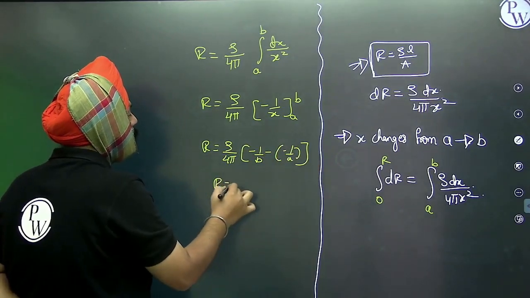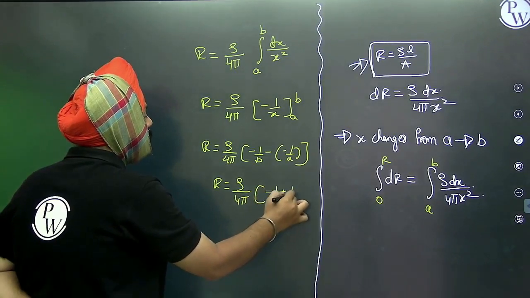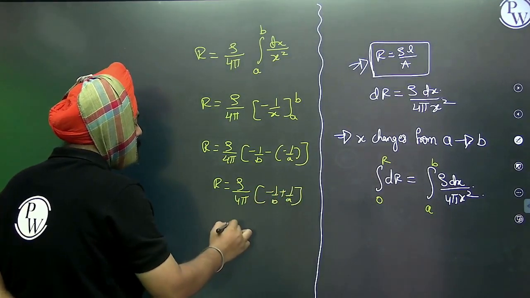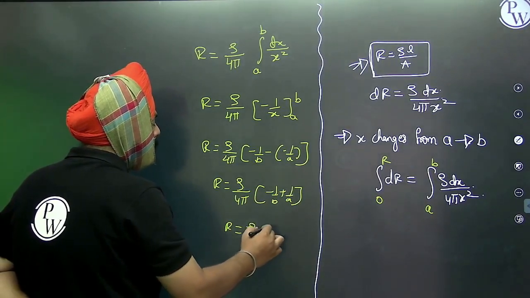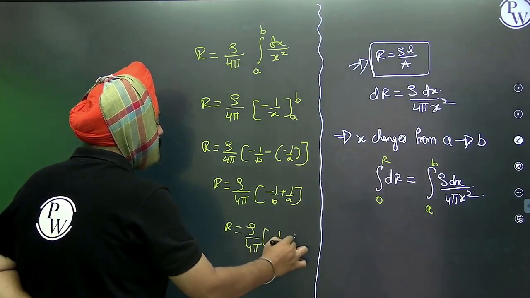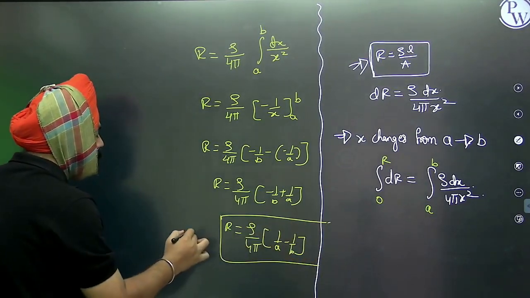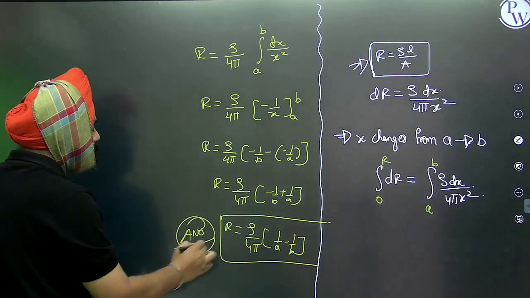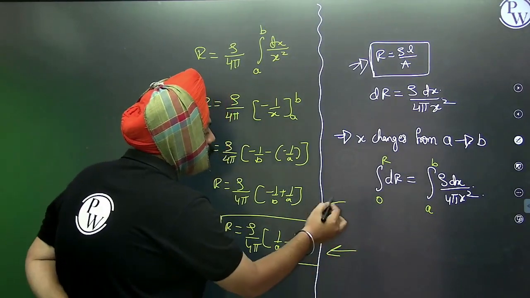So R is going to come up as rho by 4 pi, minus 1 by b plus 1 by a. So the resistance of the filled material is R equal to rho by 4 pi, 1 by a minus 1 by b. This is the perfect answer for this specific question.